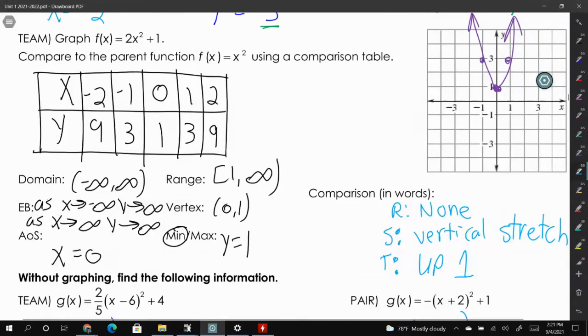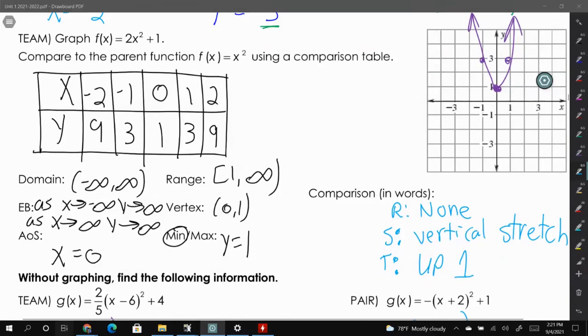Okay, let's look at the answers here. So here's the graph with the table drawn out and the domain, range and behavior, vertex, axis of symmetry, or AOS. This one had a minimum value, and then your comparison. So check these over real quick to see if we got the same thing.